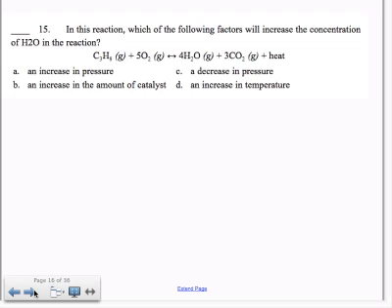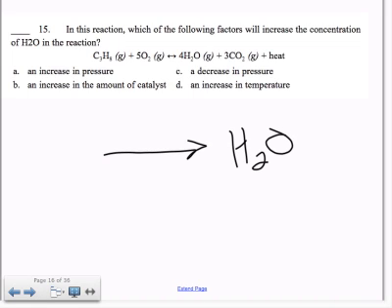Increasing the concentration of H2O. So this is about equilibrium and how you shift equilibrium one way or another. Well, in order to increase, since H2O is on the right, we need to have something that's going to shift the equilibrium toward the H2O. That will have it increase.